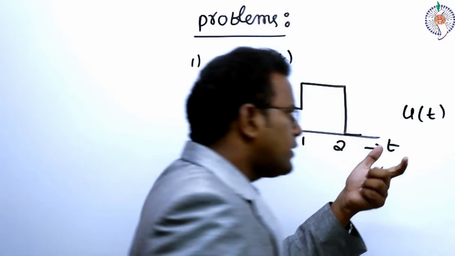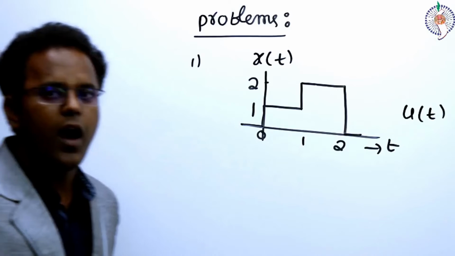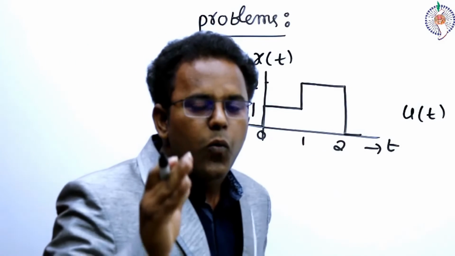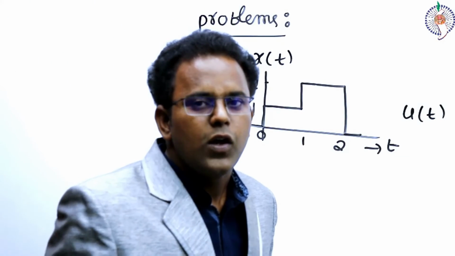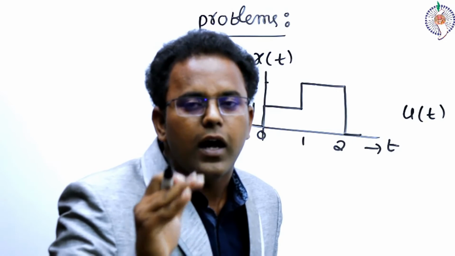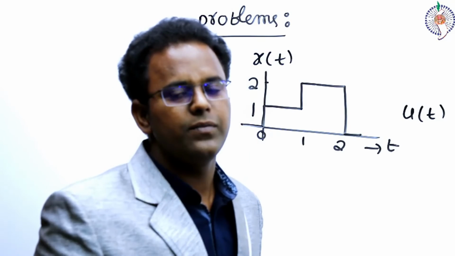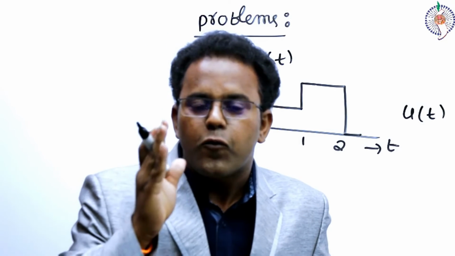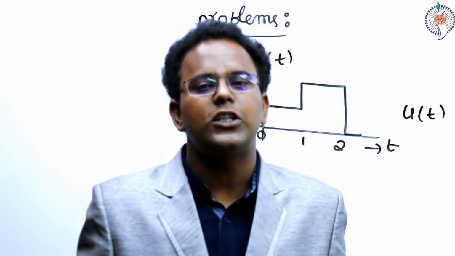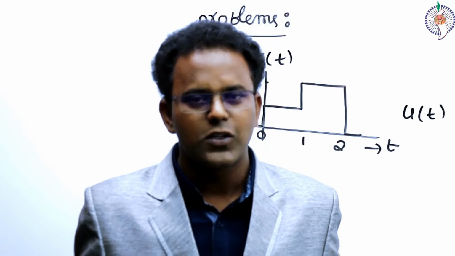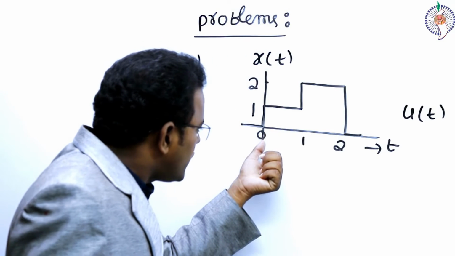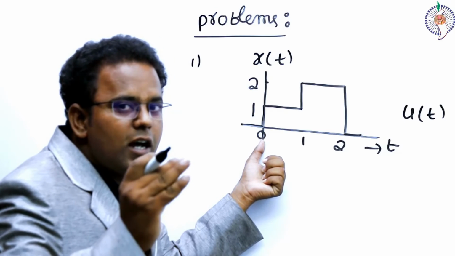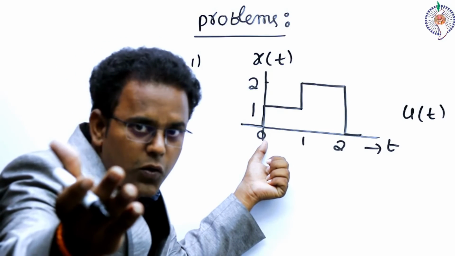Sudden change at 2, u of t minus 2. After that, what are the coefficients? Coefficients are nothing but the amount of change. Remember students, change always means final value minus initial value. So at t equal to 0, final means always the right side value.